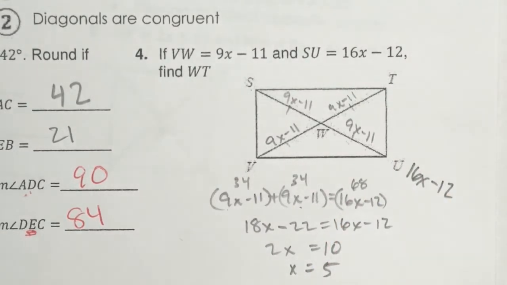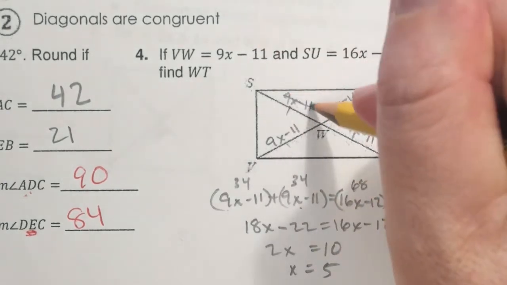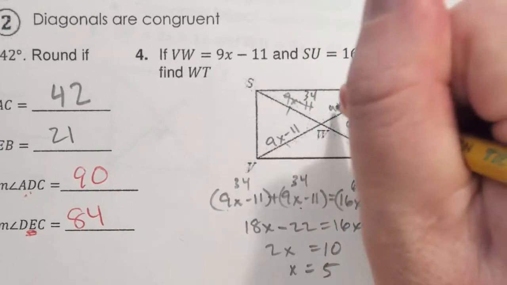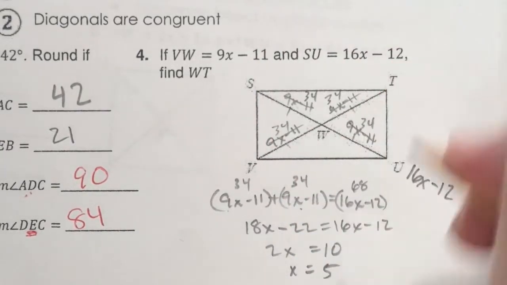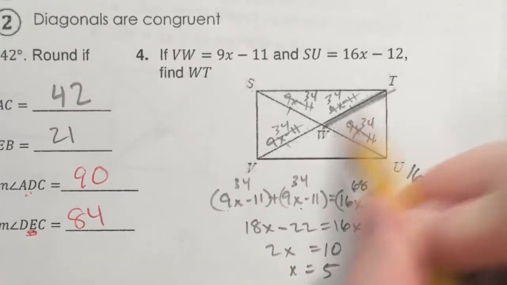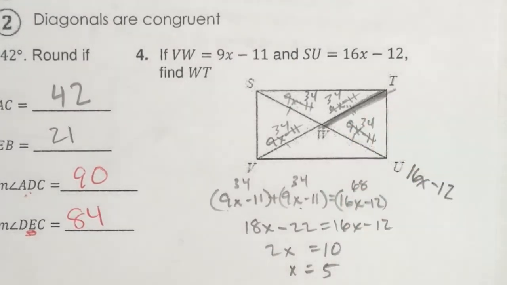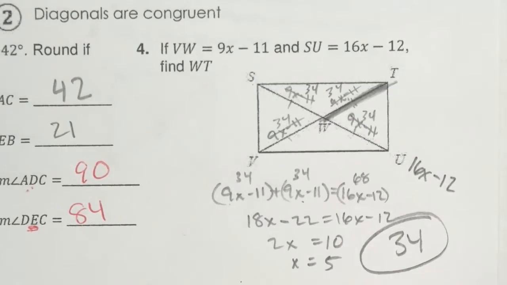Always your final step is to answer their question. They wanted W to T. All right. So these disappeared, and this turned into a 34, 34, 34, 34. And they wanted W to T, which is right here. And that was 34. So 34 is our answer.